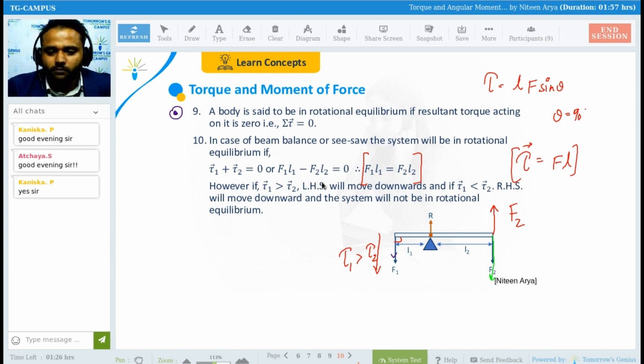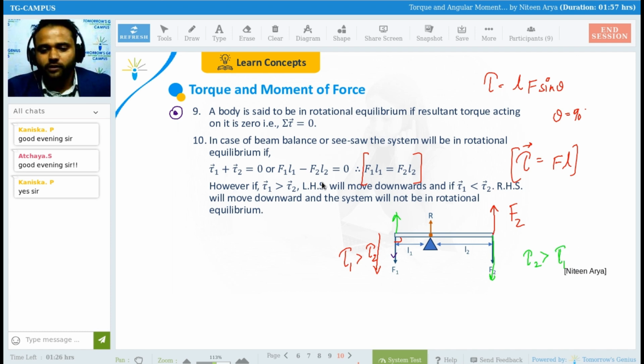If it is going to be more, or you can say it is going to be down or up. So in this particular case, tau 2 is greater than tau 1. And it will move downward if tau 1 is lesser than tau 2. The RHS moves downward, and the system will not be in rotational equilibrium. So it is not going to be in rotational equilibrium unless the torque on both sides is equal. As simple as that.